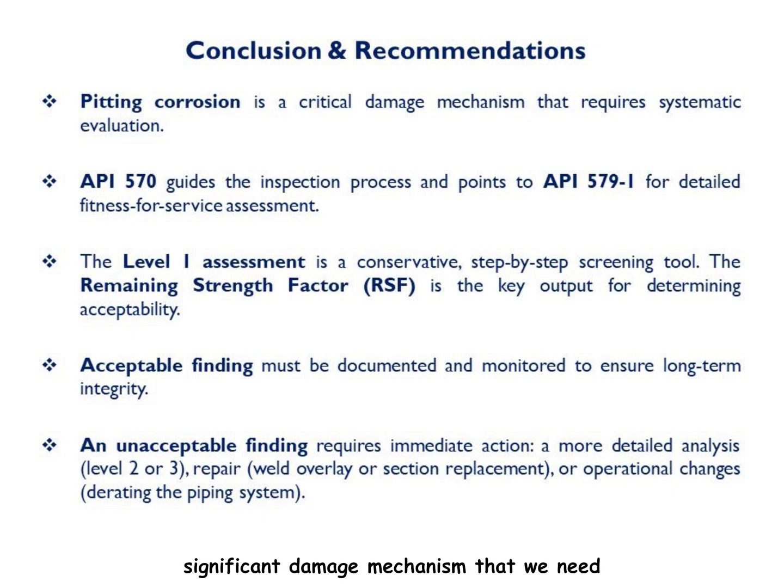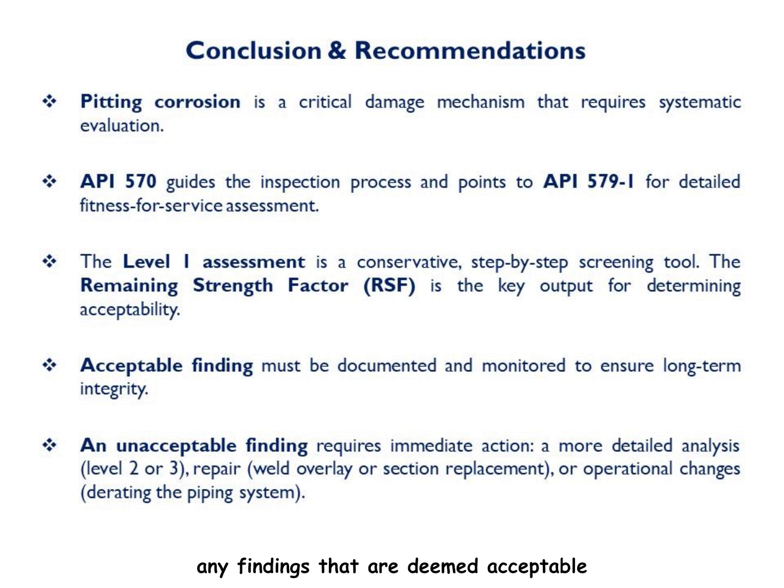Pitting corrosion is a significant damage mechanism that we need to evaluate systematically to ensure safety and integrity. The API 570 provides a solid framework to guide our inspection process, and for more detailed fitness for service assessments, we turn to API 579-1. When conducting a Level 1 assessment, think of it as a conservative, step-by-step screening tool. The main goal here is to calculate the remaining strength factor, or RSF, which helps us determine whether the component is still acceptable for service.